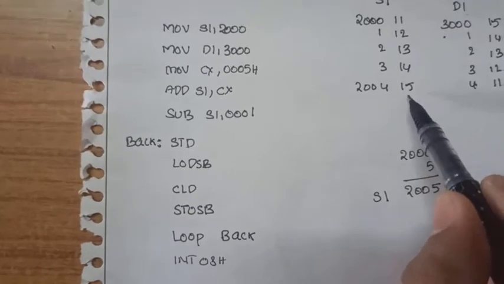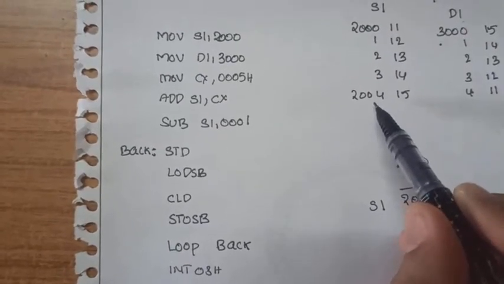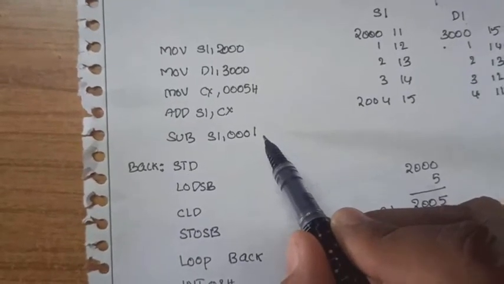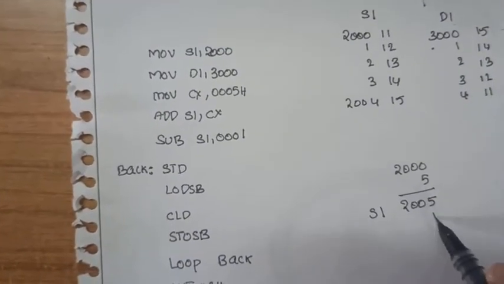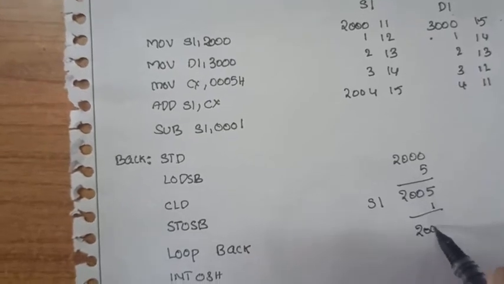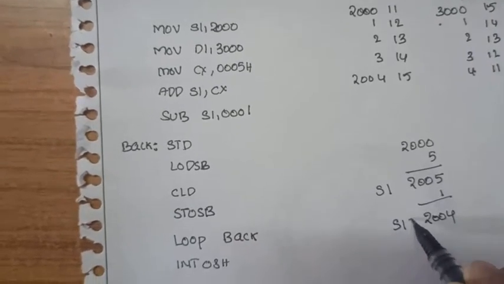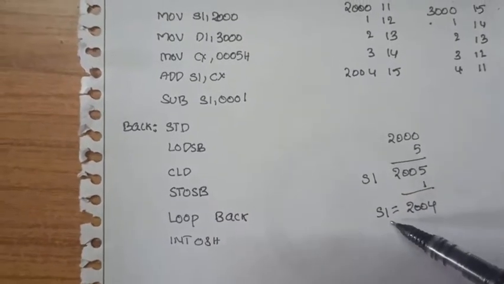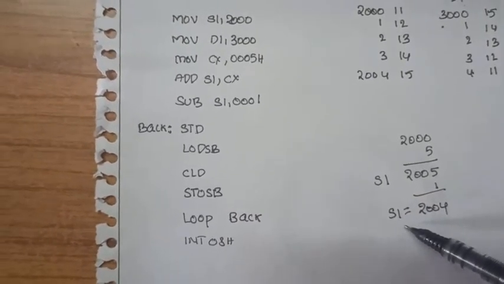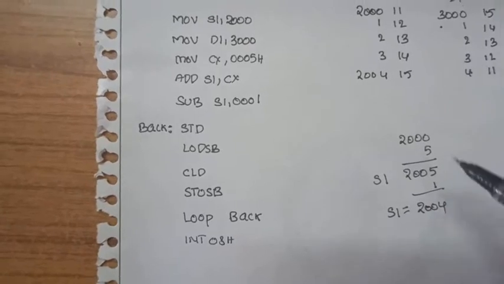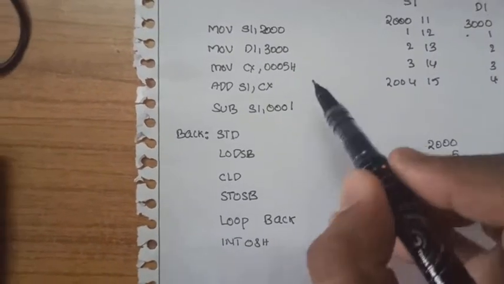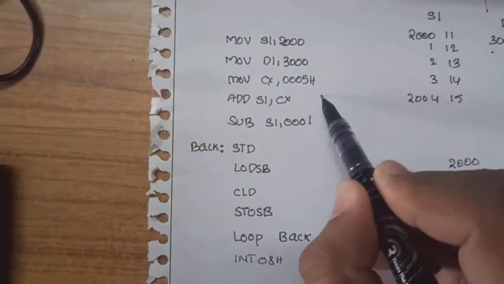But where is this last data available? It is available at 2004. That's why I did SUB SI, 01 here, meaning 1 will be subtracted. 2004 will be the latest value of SI. Right now, the data pointed to by SI is 15 from 2004, after executing these two instructions.